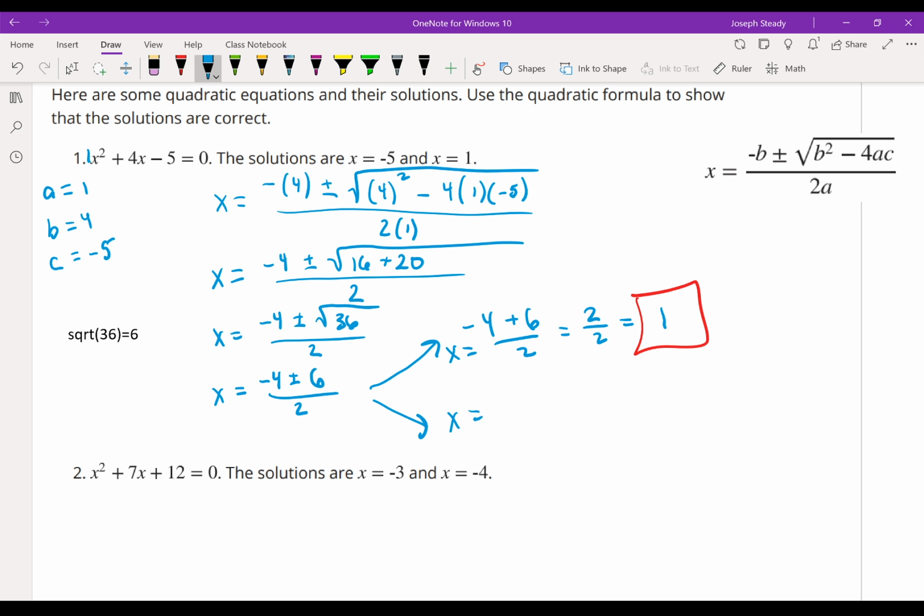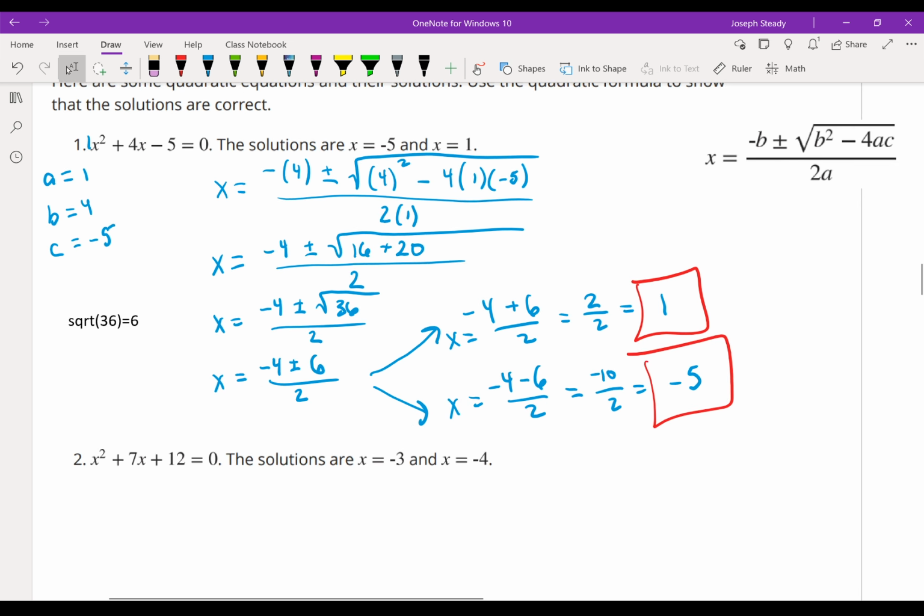Our second answer is going to come from the minus version. So x equals -4 minus 6 over 2. Well, -4 minus 6 is -10. Divided by 2 is -5. And that's our second answer. So again, we got 2 answers. They already told us what the answers were, just so we could double check as we went along, and we matched up with what they said.